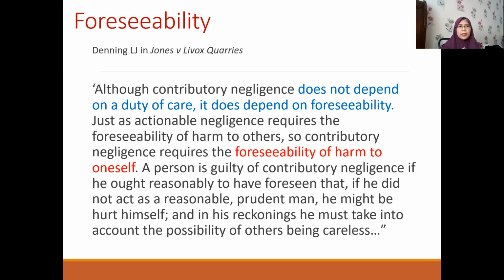Now we go one by one. The first element, foreseeability. This is the quotation from the judgment by Lord Denning. You can read it on your own. Although contributory negligence does not depend on duty of care, obviously, it does depend on foreseeability. Meaning that the most important element is foreseeability. Just as actionable negligence requires the possibility of harm to others, that's the normal case of negligence, contributory negligence requires the possibility of what? Possibility of harm to oneself. Can you foresee that you might be injured because of your action here?